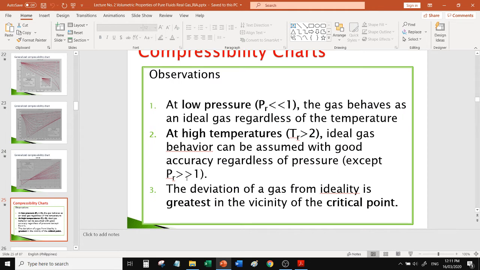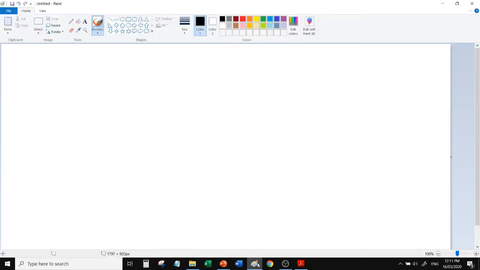And the third observation is that the deviation of a gas from ideality is greater in the vicinity of the critical point. So, paano ba natin malalaman sa reduced temperature and reduced pressure na critical siya? Malapit sa critical point. So, remember ang equation ng reduced temperature and reduced pressure ay reduced temperature is the T over T critical.